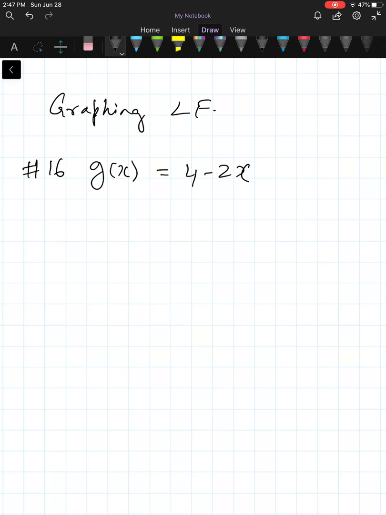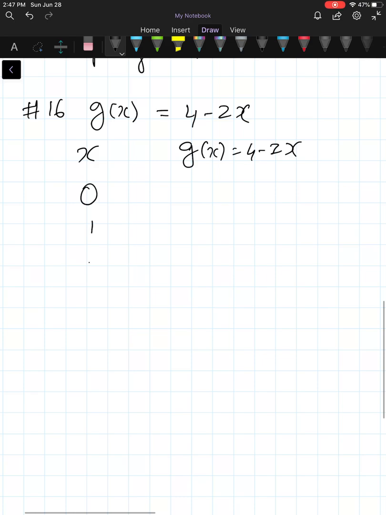How do you plot the graph of the function? You take x and its corresponding functional values. g of x is equal to 4 minus 2x. I will choose some arbitrary values. When x is 0, g of x is 4. When x is 1, g of x is 2. When x is 2, g of x is 0.